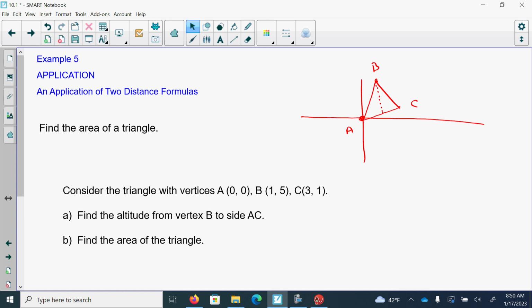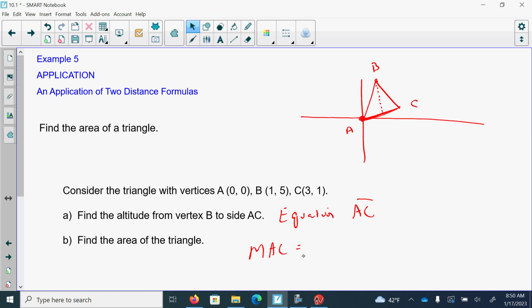Does not matter. So in order to do this, I'm using that distance formula that I just used, which means in order to do that, I need to know the equation of this line. So that's the first thing I'm going to do, is I'm going to find the equation for AC, that line. And in order to do that, I'm first going to find the slope of AC.